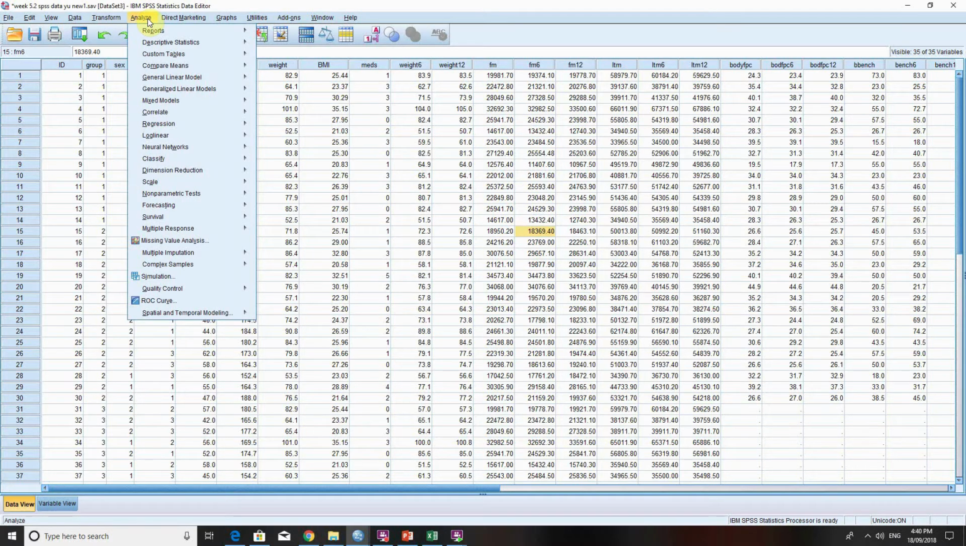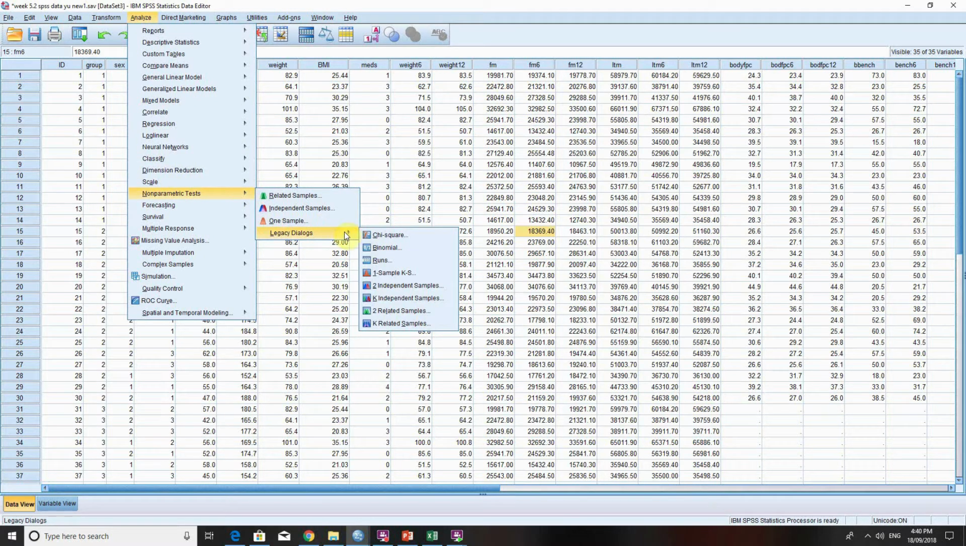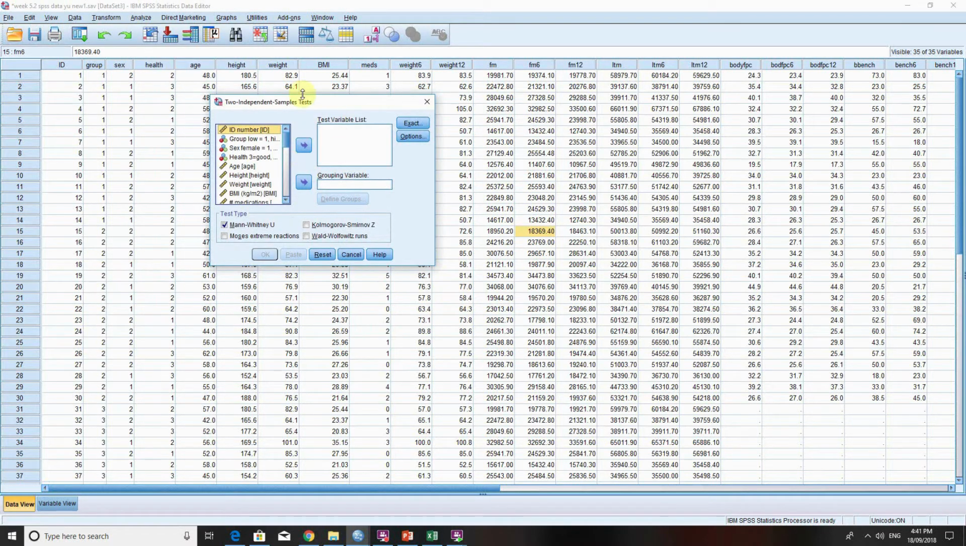So to do this, we'll go Analyze, Non-parametric tests, Legacy dialogues. We're then going to click on 2 independent samples because that's what we have, 2 independent samples. We have men and women. We're going to put LTM baseline in the test variable list, and in the grouping variable, we're going to put gender.